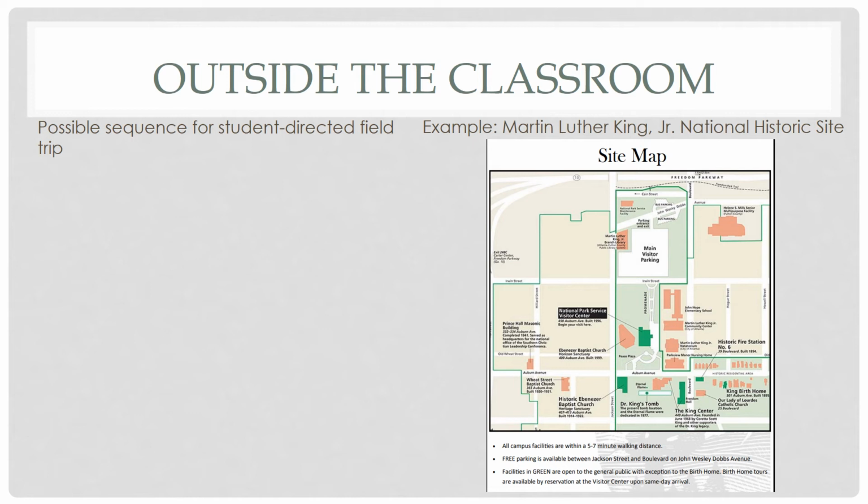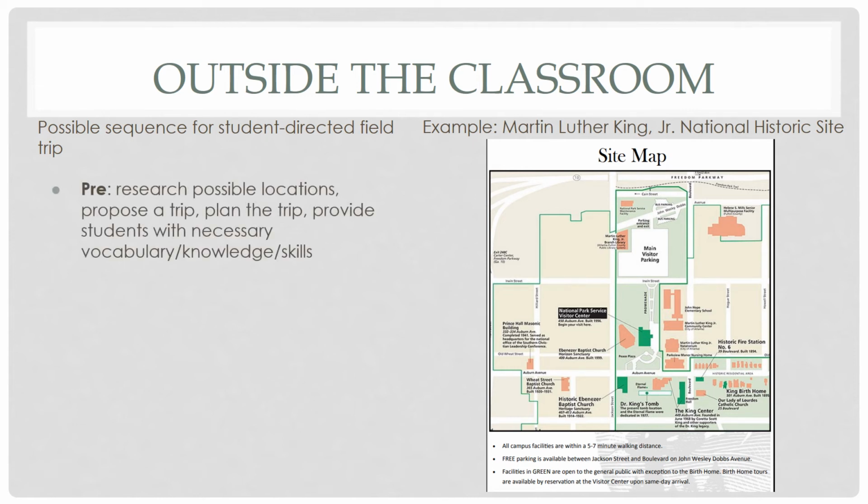So if you consider the example of here in Atlanta, the Martin Luther King Jr. National Historic Site. Before the trip, instead of the teacher having to plan everything, you could assign different parts of the trip to different students. One student could research historic Ebenezer Baptist Church, while another could plan the portion related to King's birth home.